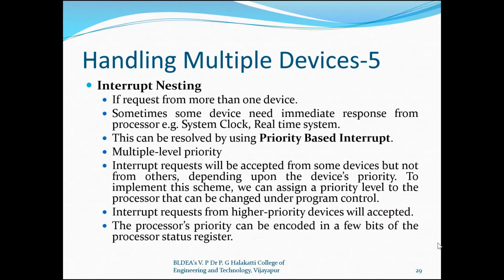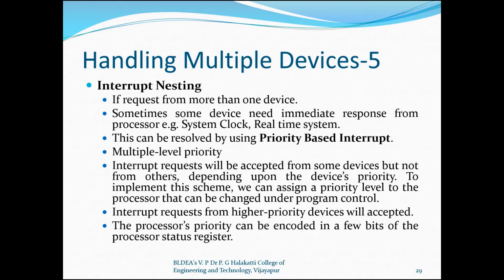We can handle multiple devices by using interrupt nesting. If requests from more than one device are generated, then sometimes some devices need immediate response from the processor. Say for example, if it is a request from the system clock, a real-time system, then its request has to be given priority. So this can be resolved using priority based interrupt.